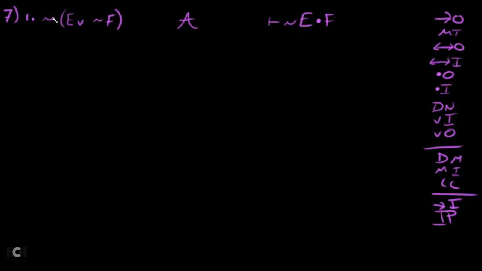We've got squiggle E wedge squiggle F, and we want to get squiggle E dot F. Okay. Neither E nor not F. We're going to end up with not E and F.